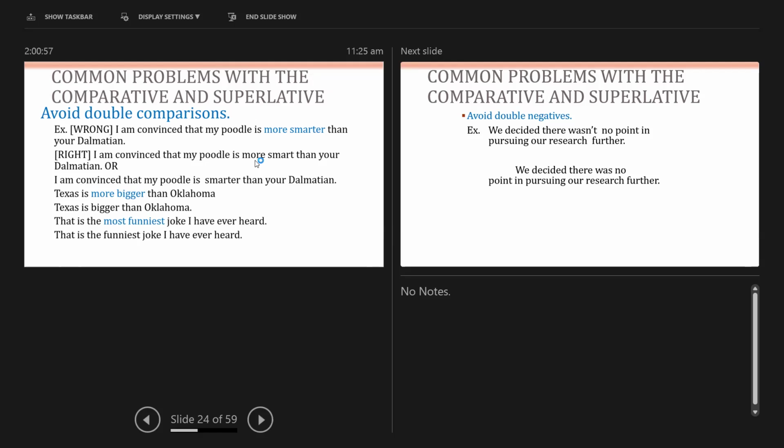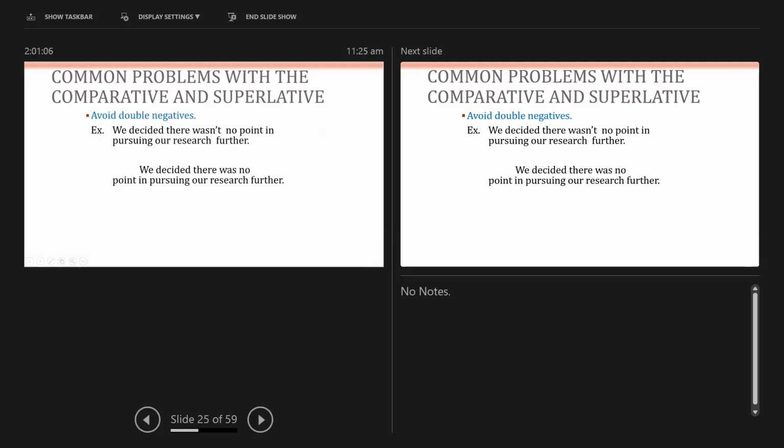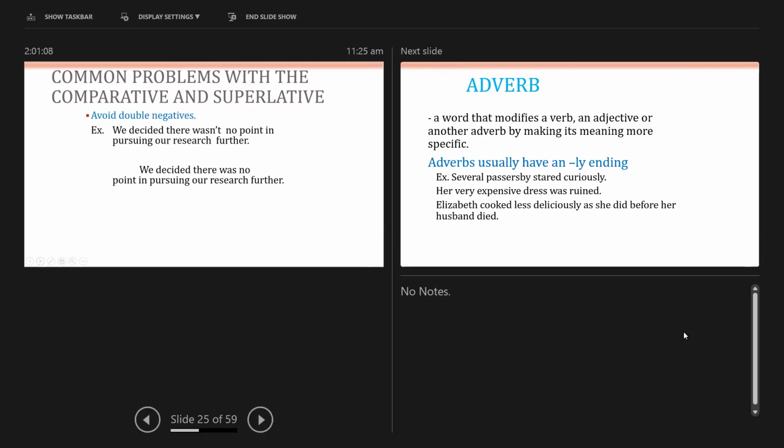Okay. Avoid double negatives. The first rule is avoid double comparisons. The second rule is avoid double negatives. Example, we decided there wasn't no point. Meron na ngang not, nilagyan pa niyang no. That's redundancy. Okay? We decided that there wasn't no point in pursuing our research further. So the correct answer is that we decided there was no point. Aalisin mo na yung not, iiwan mo na lang yung no.